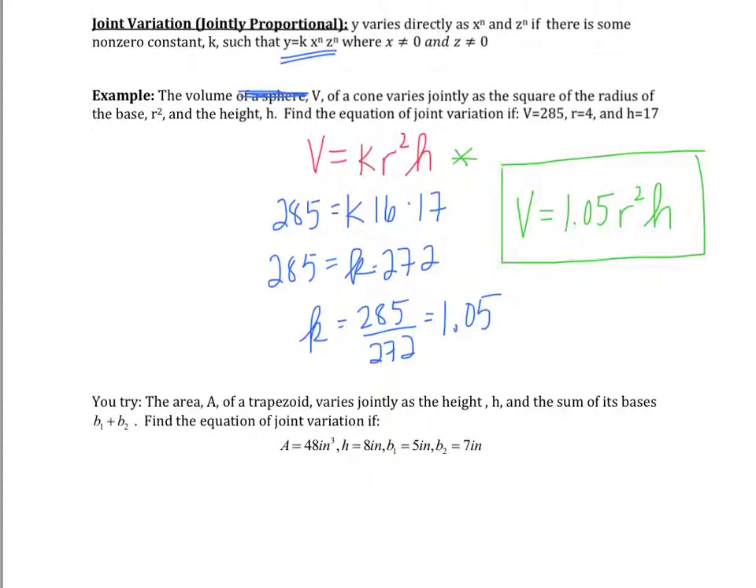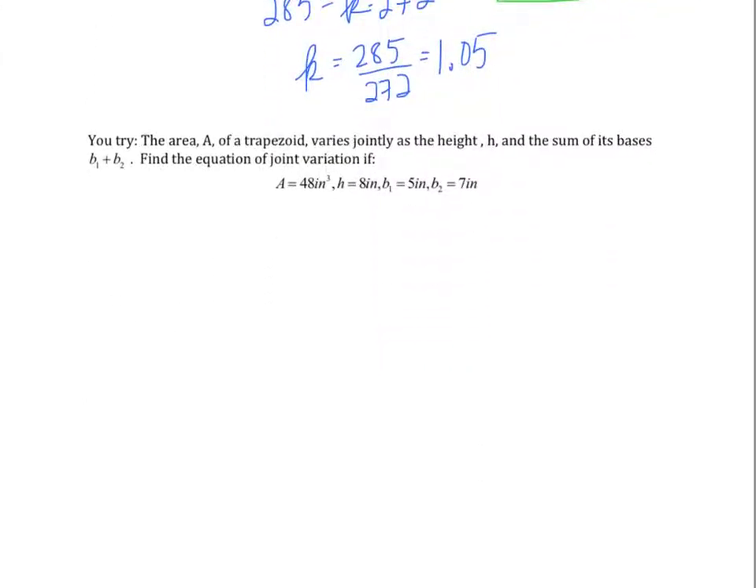So I would like you to try this next one. We are looking for the area of a trapezoid. It varies jointly as height and the sum of the bases. So y is going to be your area, and then the two things it depends jointly on are height and the sum of the bases, b1 plus b2. See if you can find the equation of joint variation if the area is 48, the height is 8, base 1 is 5 inches, and base 2 is 7 inches. You should get that k equals 1/2, and that your joint variation equation is 1/2 h (b1 plus b2).